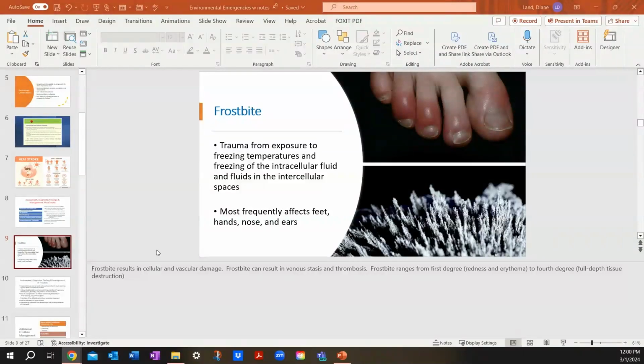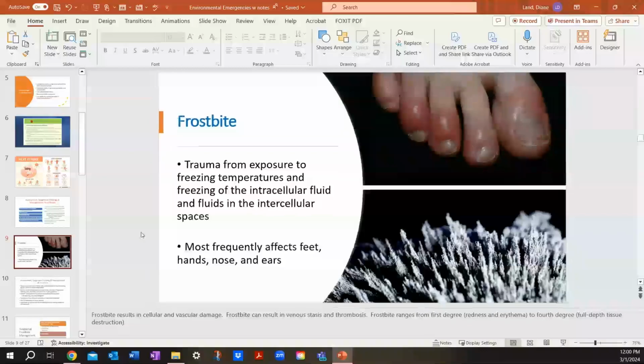All right, continuing with environmental emergencies, and we're moving on to frostbite here. So, frostbite is the opposite. And we see this, of course, in the winter months and when people aren't wearing the appropriate clothing or they're constantly exposed to cold issues. So, trauma from exposure to freezing temperatures and freezing of the intracellular fluid and fluids in the intracellular spaces. So it starts damaging the cells.